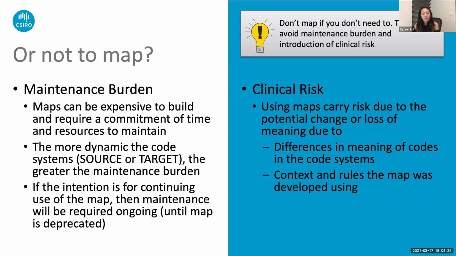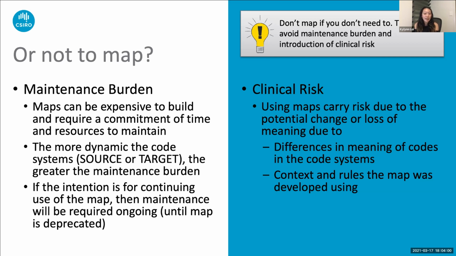But why might we not want to map? It's really important to map only if you need to. This is because, one, of maintenance burden. Maps themselves can be quite expensive to build, and they also require a commitment of time and resources to maintain. The more dynamic your code system, whether it's your source or your target, the greater the maintenance burden. If the intention is for continuing use of a map, then maintenance will be required ongoing, or at least until the map is deprecated.